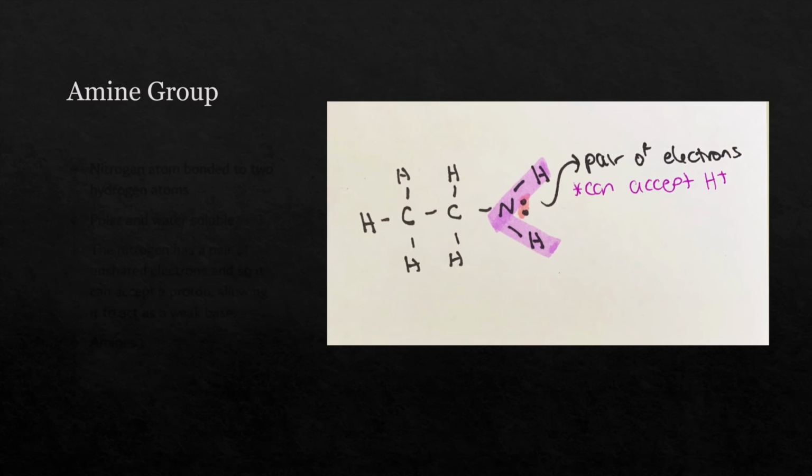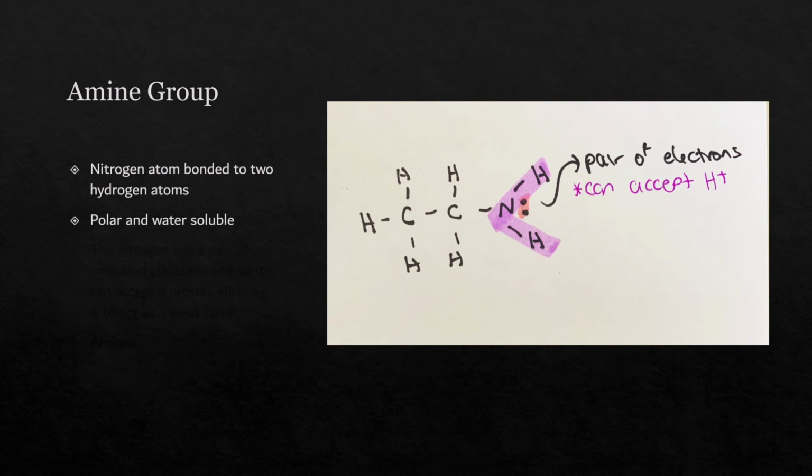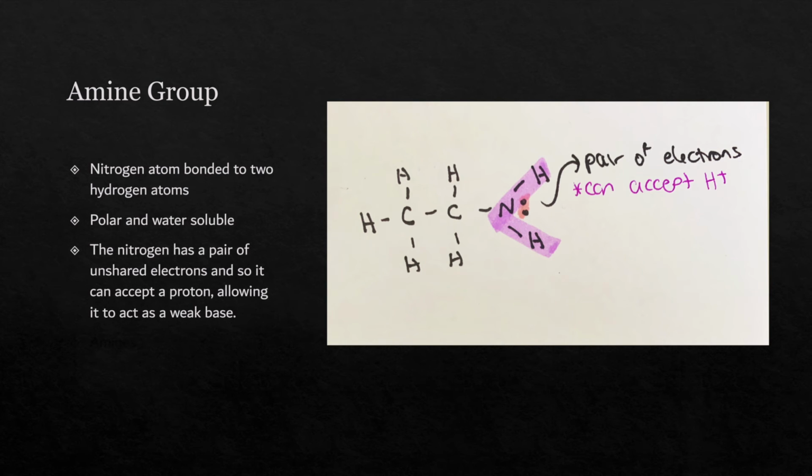The amine group is composed of a nitrogen atom bonded to 2 hydrogen atoms. It is polar and water-soluble. The nitrogen has a pair of unshared electrons, and so it can accept a proton, allowing it to act as a weak base. Organic compounds with an amine group are called amines.